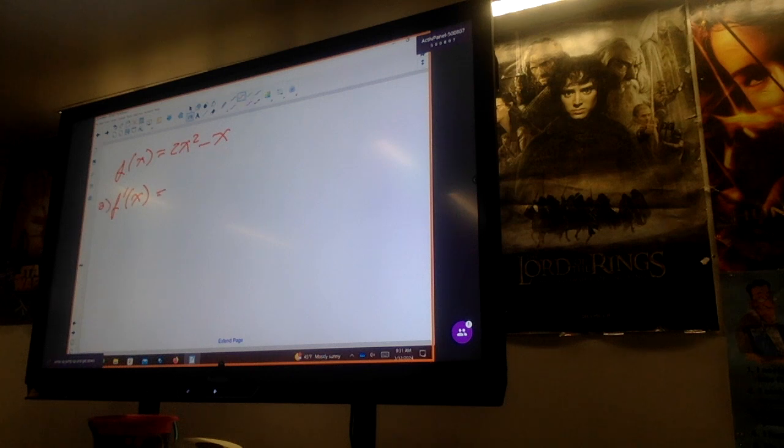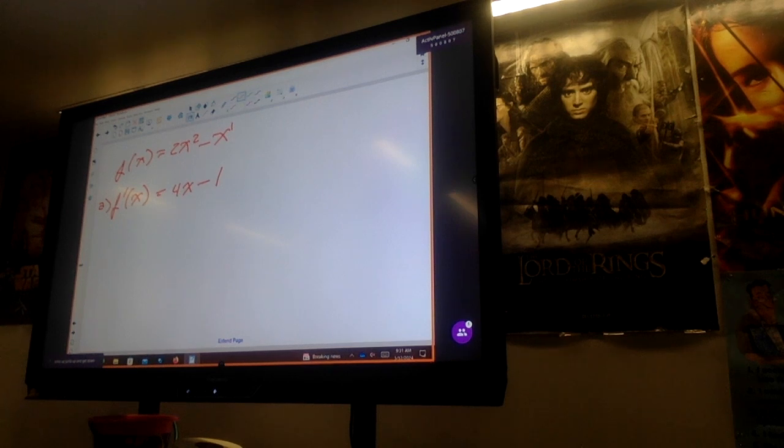So I go 2 times 2, I get 4. Reduce, realize there's a 1 here, so this becomes minus 1. And then x to the 0 is just 1, so that becomes 1 times 1. Okay? So that's our derivative of that particular function.